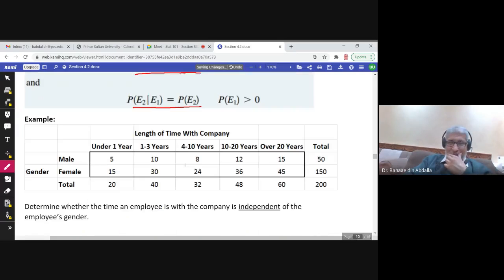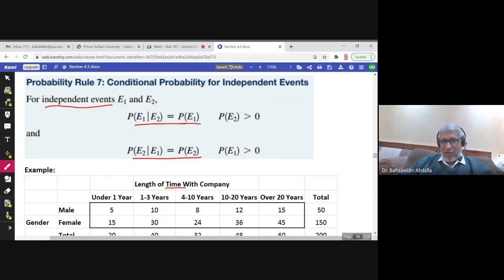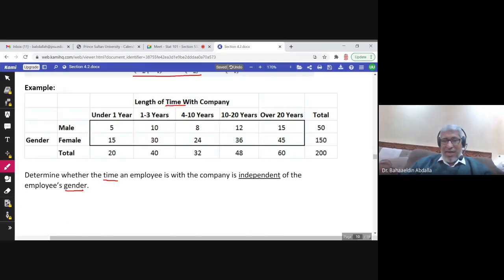Let us answer one question. This is an example. We have the gender variable here, male, female, and time. We have 1, 2, 3, 4, 5 different lengths of time with the company. The question: determine whether the time an employee is with the company is independent of the gender. So is the time independent of the gender? Asking about independence, I need to satisfy this definition. So how to prove whether time is independent of gender or not?